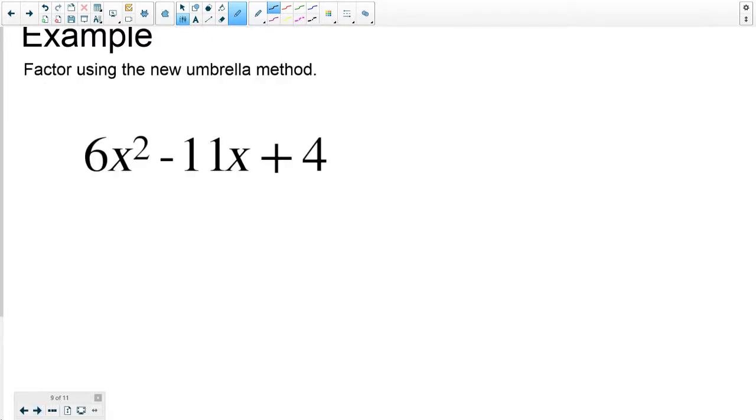So here's an example problem. What I'm going to do is first multiply a times c. So 6 times 4. I'm making sure I properly note that these are both positive. So that gets me 24.